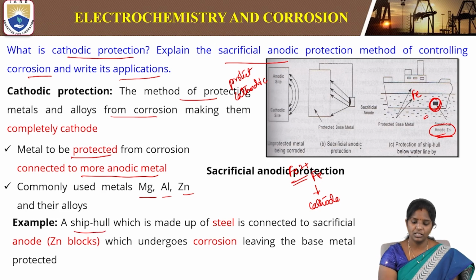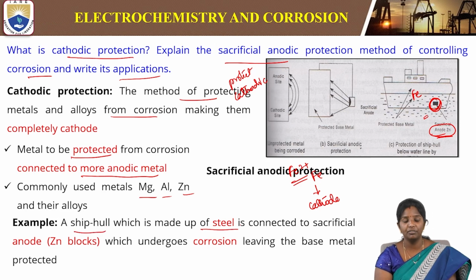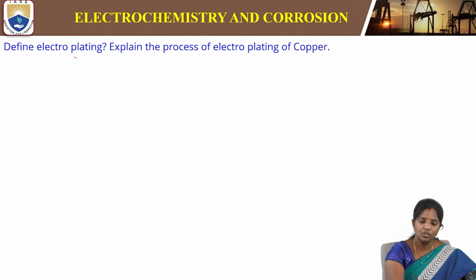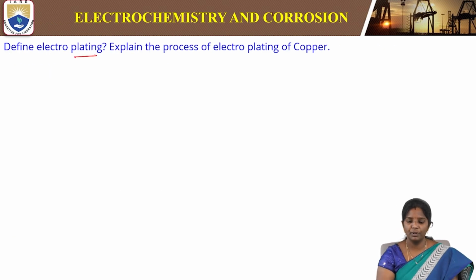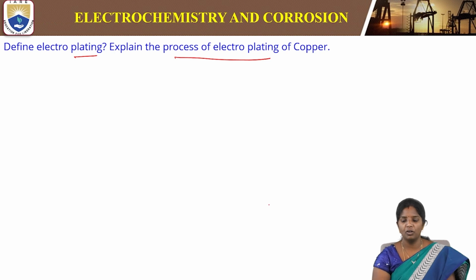The ship hull, which is made of steel, is connected to sacrificial anode blocks like zinc blocks, which undergo corrosion, leaving the base metal protected. So this is how the sacrificial anodic method works in protecting the base metal from corrosion. So next, explain or define electroplating. Explain the process of electroplating of copper.